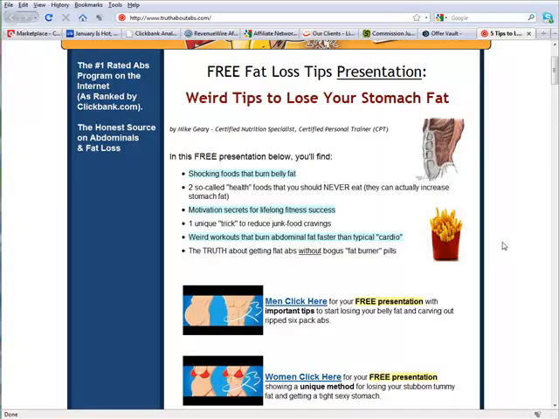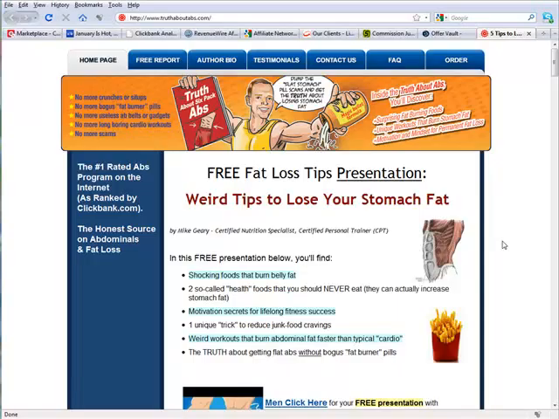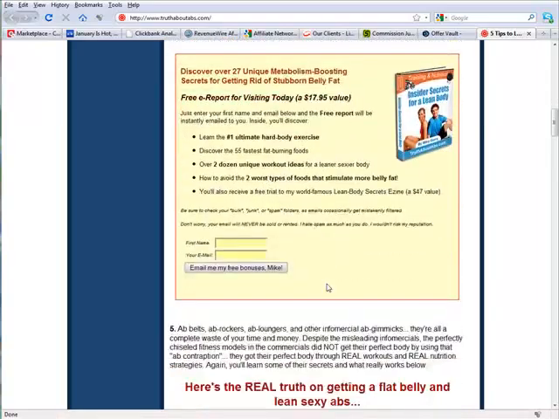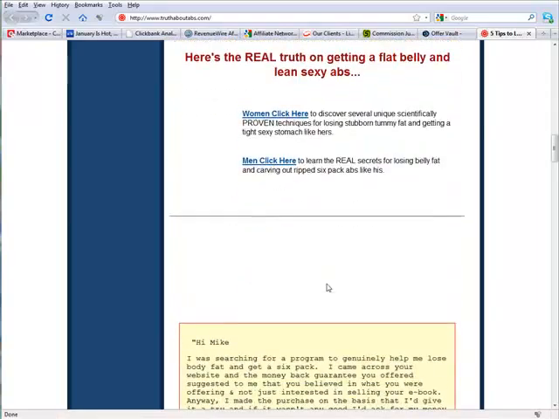Okay, so it's free fat loss prevention tips, weird tips to lose your stomach fat. And then they have sections here for both men and women, so that's kind of neat. They do separate them because there are going to be different emotional triggers that are going to get a man to react versus getting a woman to react. So it's actually quite good that they have separated it like that. I would be interested to know whether or not they have a full sales letter separated by gender. But that's something that I would look into as I'm researching the offers a little bit more.